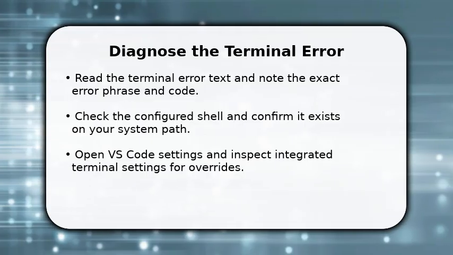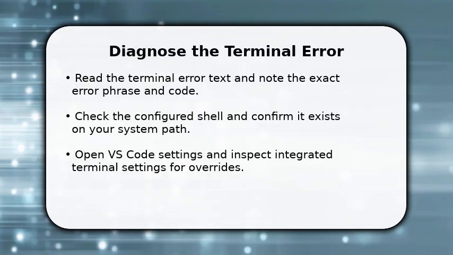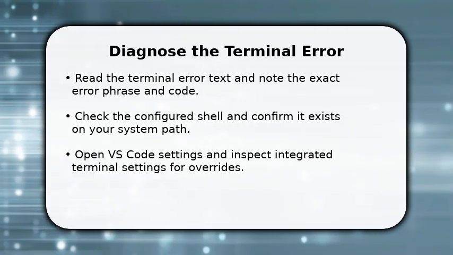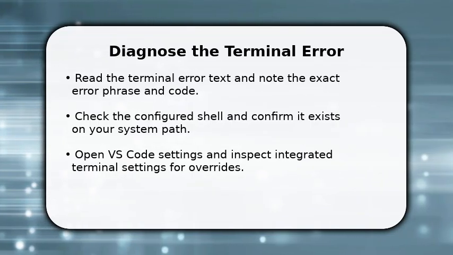Start by reading the terminal error text and note the exact error phrase and code. Capture the message so you can search and compare solutions reliably. Next, check which shell VS Code is configured to use and confirm that shell exists on your system path.